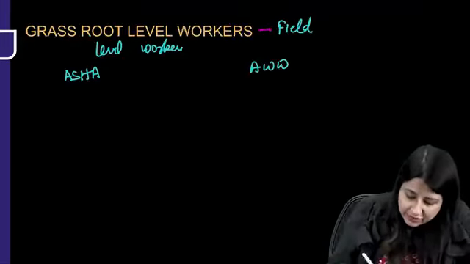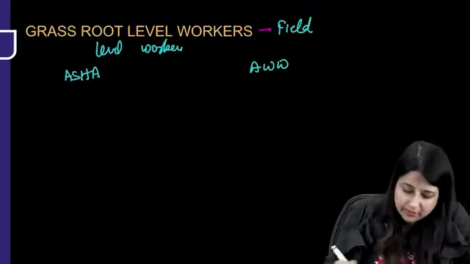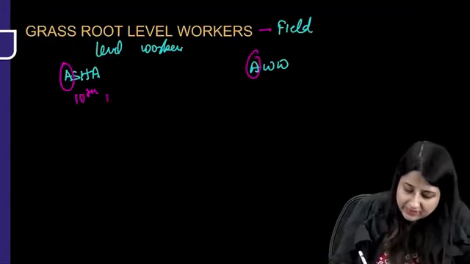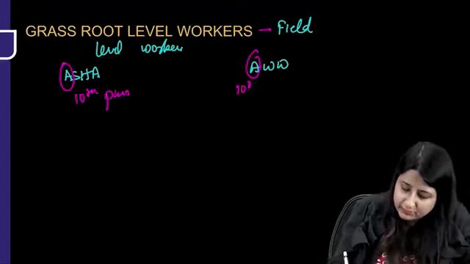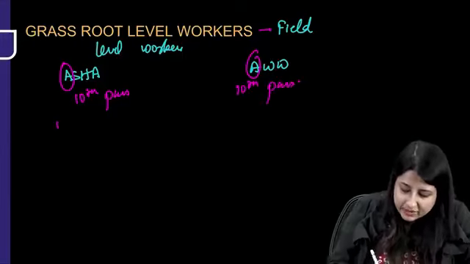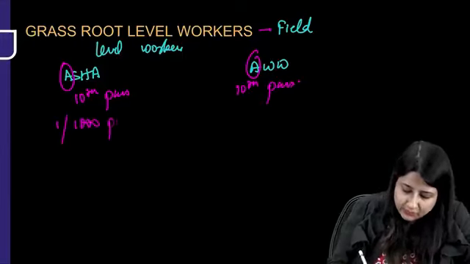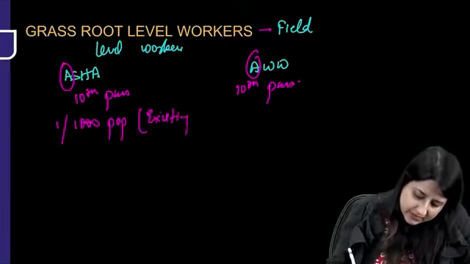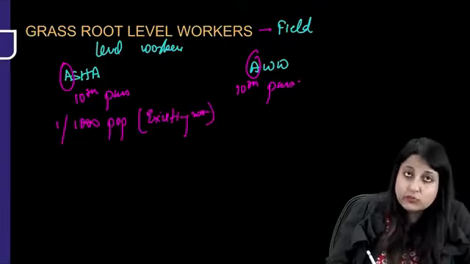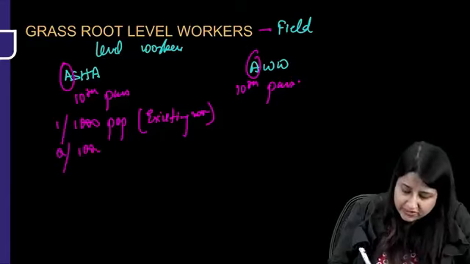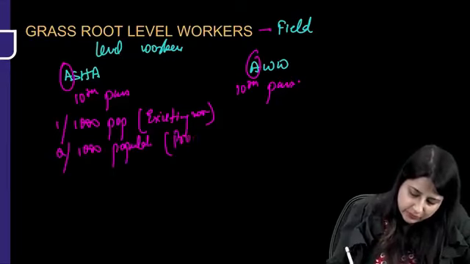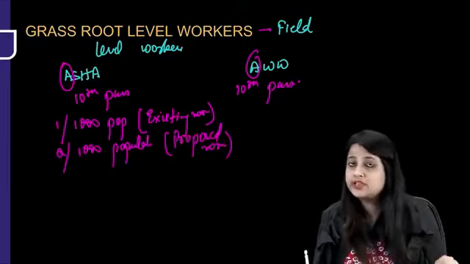So Asha, I'll tell you some other points also about Asha. See, both begin with an A. So both have to be 10th pass. Please don't say 8th pass. Both are 10th pass. Asha is present 1 per 1,000 population still. This is the existing norm. But what is the proposed norm for Asha? 2 per 1,000 population. Existing norm is 1 per 1000. Proposed is 2 per 1000.